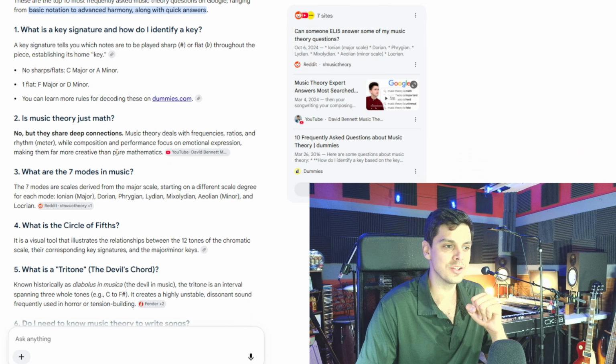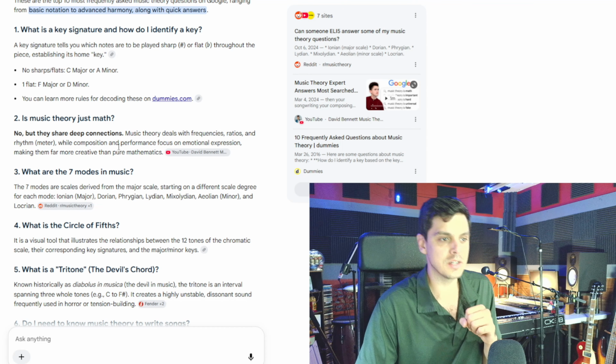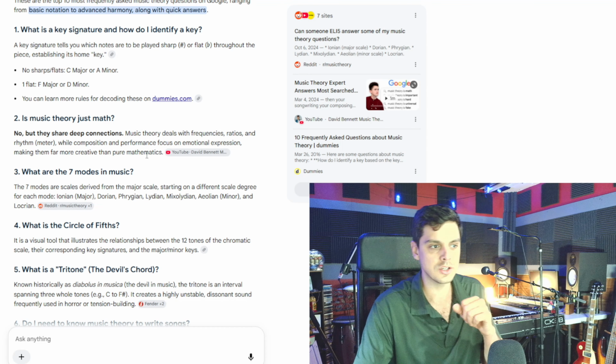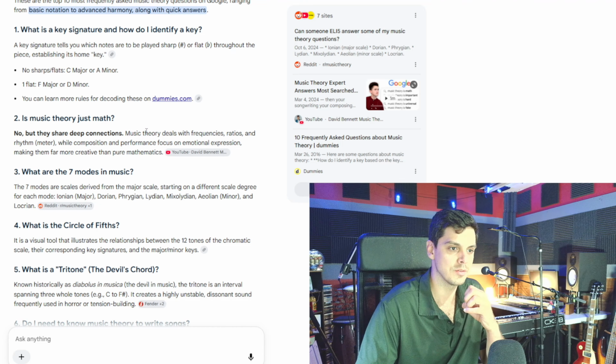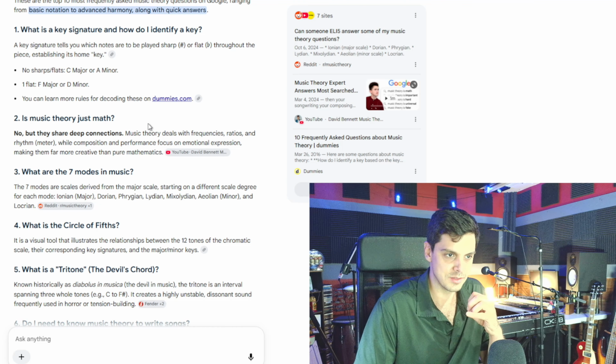Is music theory just math? No, but they share deep connections. Music theory deals with frequencies, ratios, and rhythm, meter, while composition and performance focus on emotional expression, making them far more creative than pure mathematics. This is a very subjective answer.